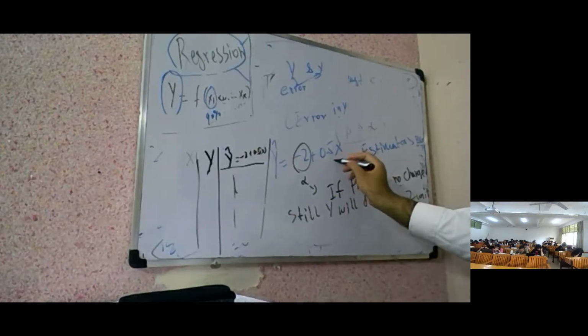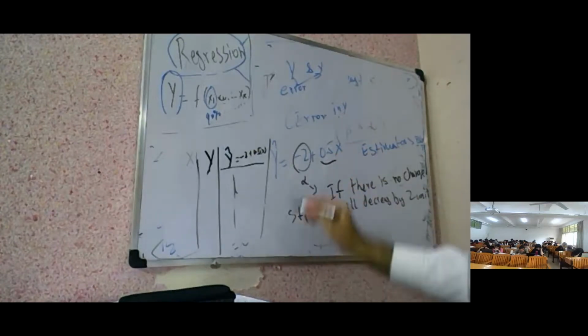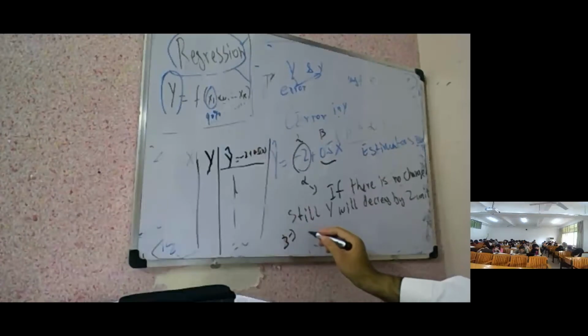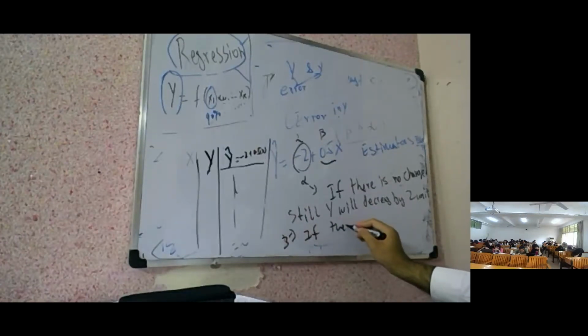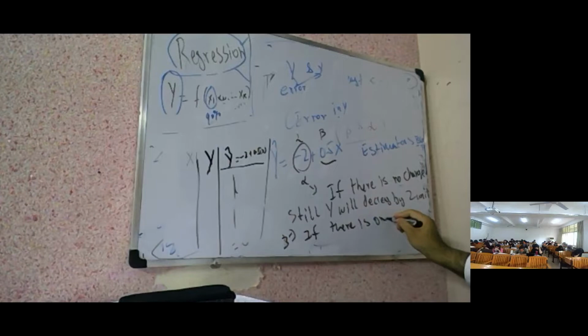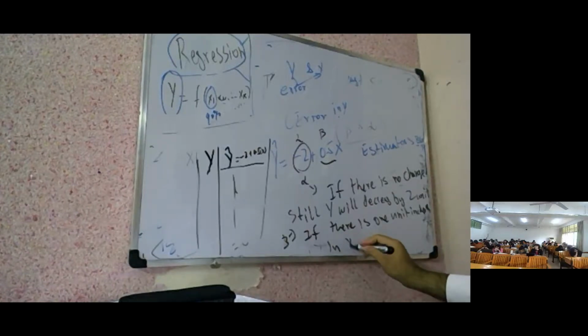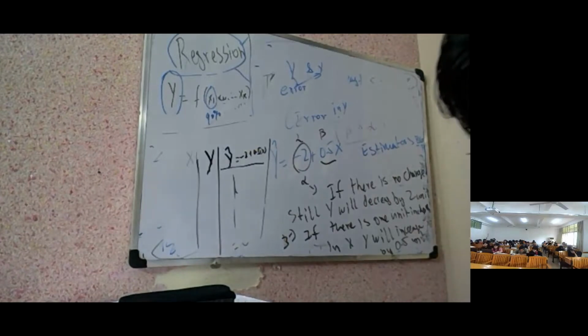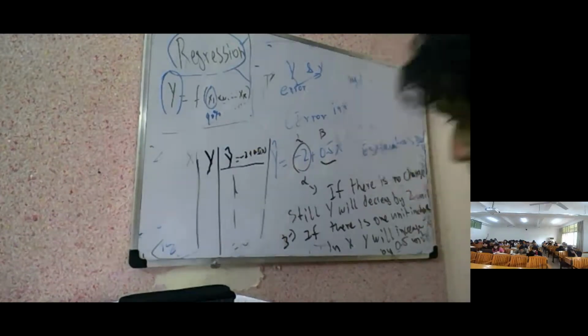And what does slope mean? This is alpha, this is beta, right? Remember. So beta means if there is a 1 unit increase in x, y will increase by 0.5 units. Remember, every data is in units. So that's how we explain.